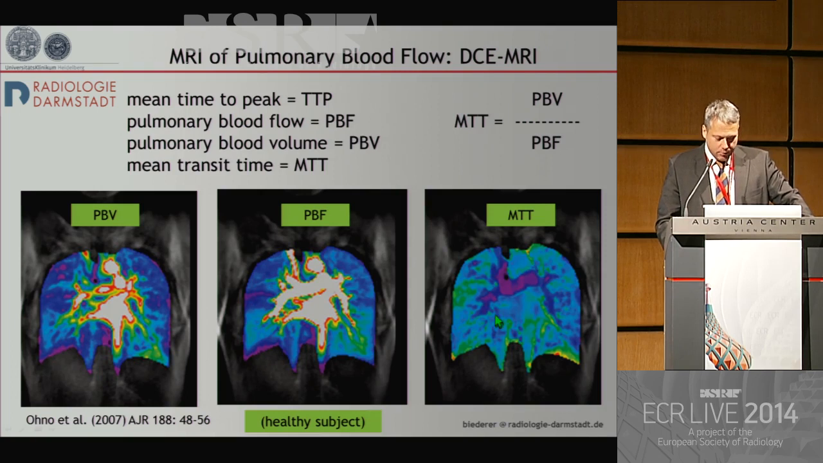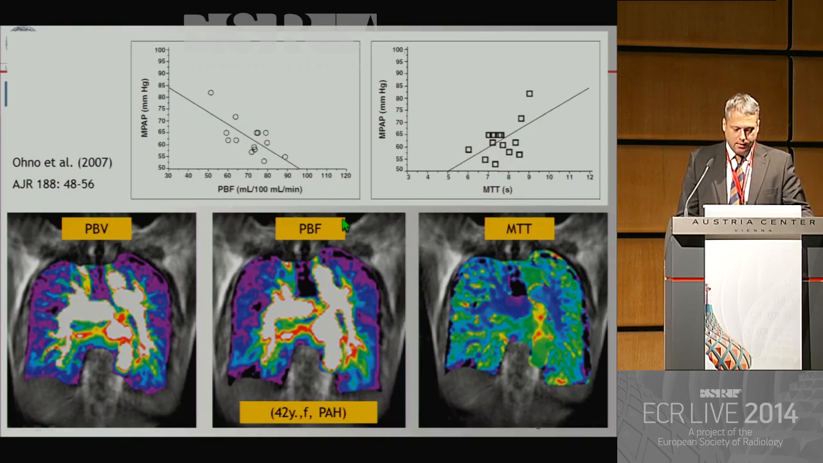So this would be a healthy subject, beautiful homogeneous charts in homogeneous colors. And this is what you would find in a pulmonary arterial hypertension patient. It gets much more inhomogeneous, and of course you get lower values. So in this work they had the mean pulmonary arterial pressure against the pulmonary blood flow, and it decreased continuously. So the higher the mean pulmonary arterial pressure was, the lower the pulmonary blood flow was, inversely correlated, and mean transit time increased with pulmonary arterial pressure.